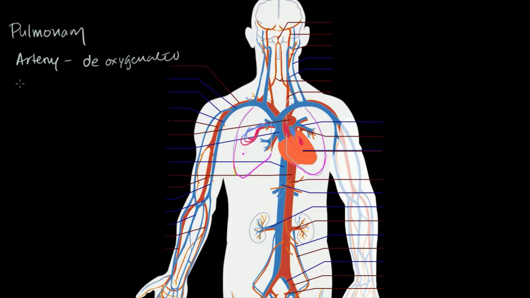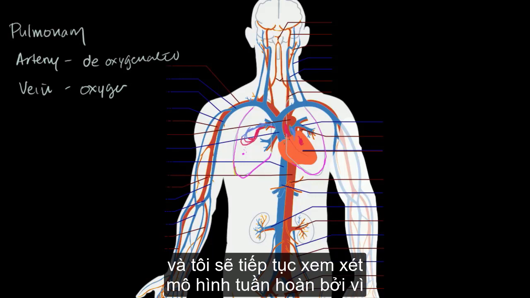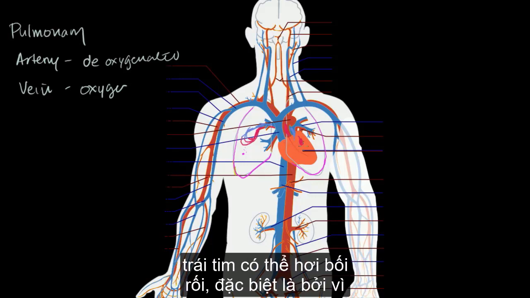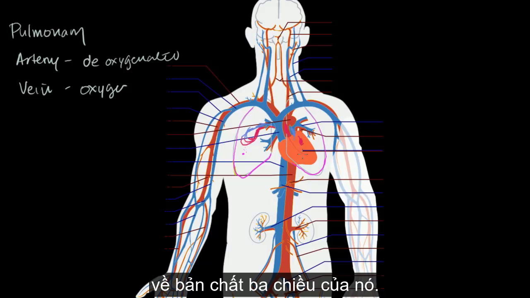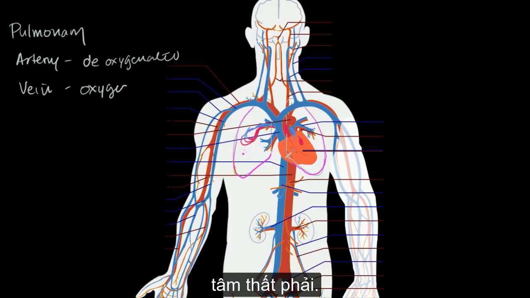And then the pulmonary vein, it has oxygen. So that's this little loop here that we start. And I'm gonna keep going over the circulation pattern, because the heart can get a little confusing, especially because of its kind of three-dimensional nature. But what we have is the heart pumps deoxygenated blood from the right ventricle.